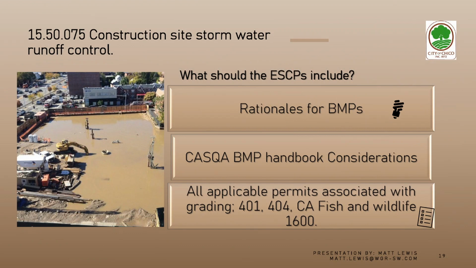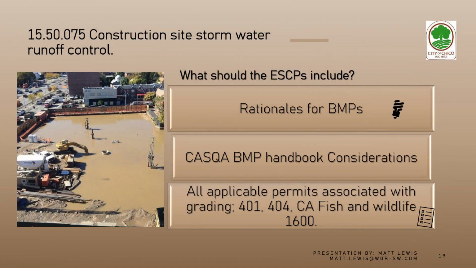All right, what should an ESCP include? The city shall require the inclusion of rationales for using their BMPs with any supporting soil loss calculations.